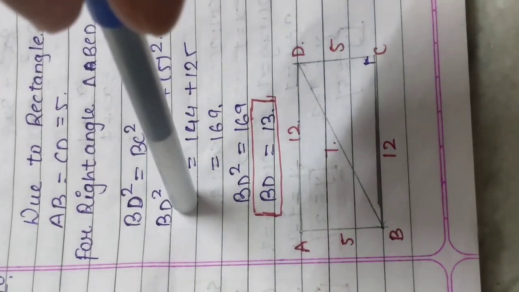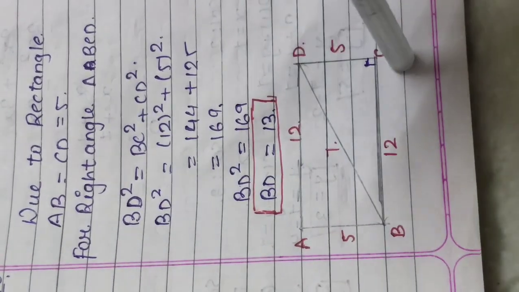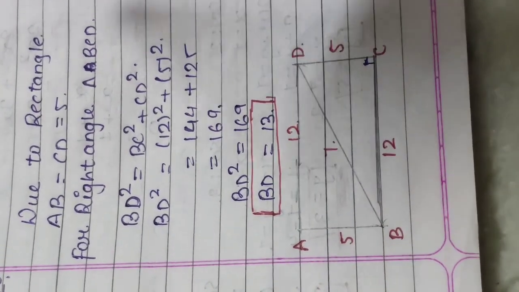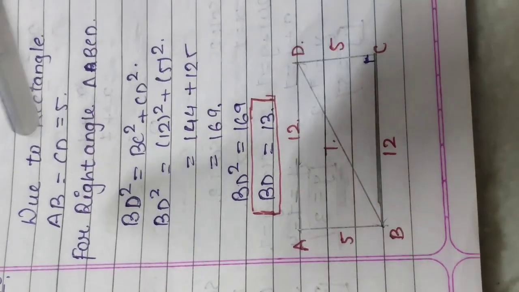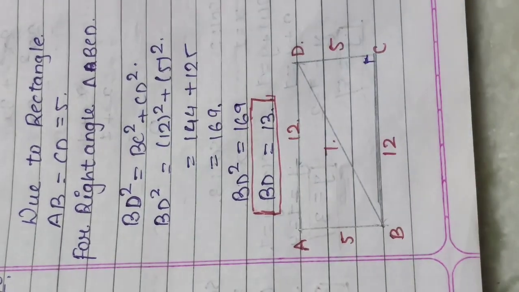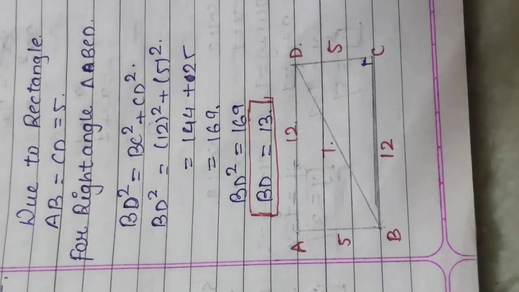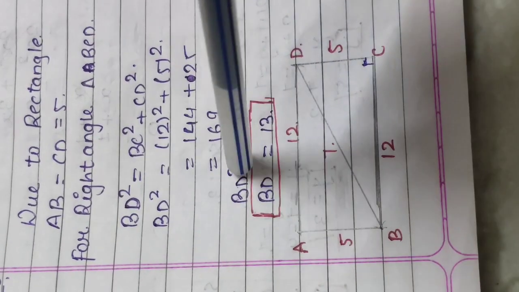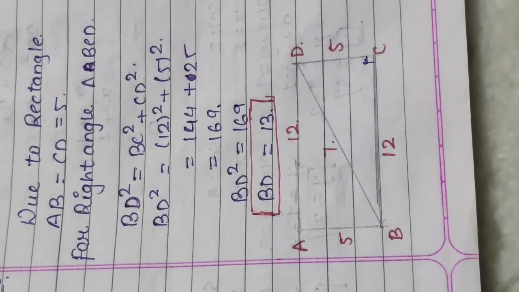So here BD is not given, but BC is given, 12. So here 12 square. CD we have already discussed, it is 5. So here 5 square. So 144 plus 25 is equal to 169. So BD square is equal to 169. So obviously BD is equal to 13.